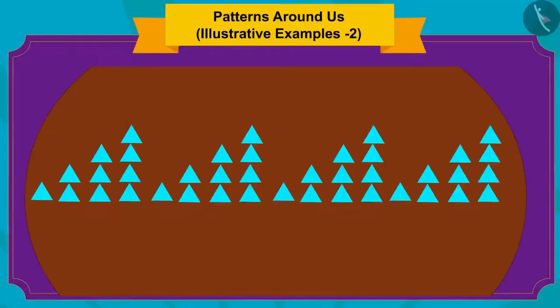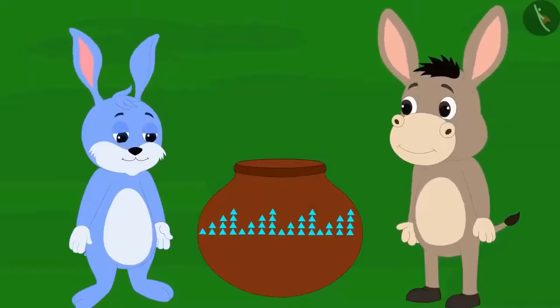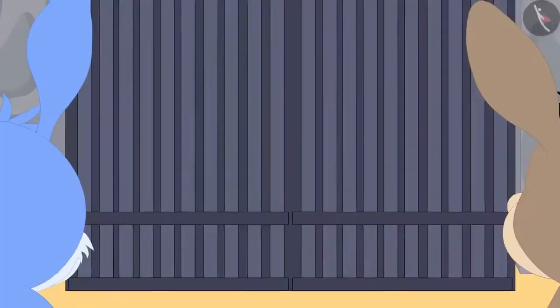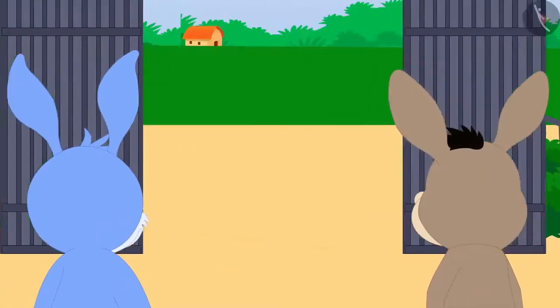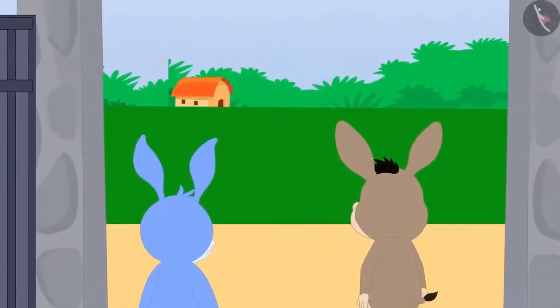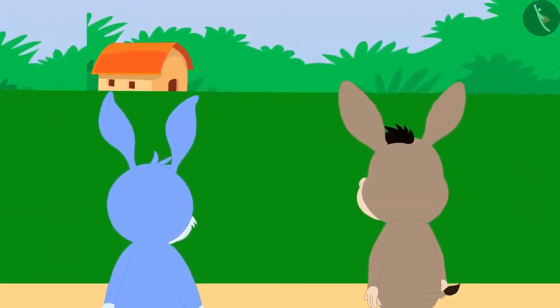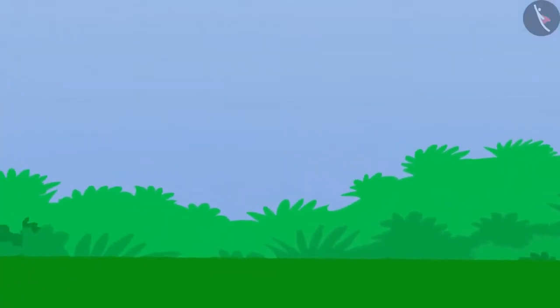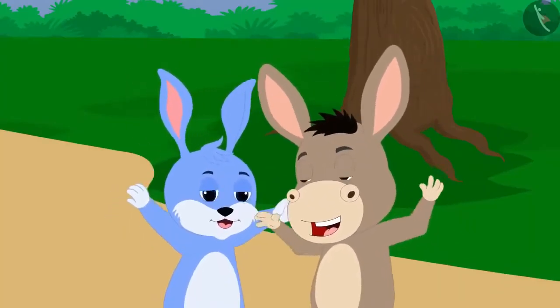Well done, children! You have completed this pattern perfectly. Here, this pattern is made by repeating a group of 1, 2, 3, and 4 triangles. This time, as soon as Bunny and Bhola completed the pattern of the pot, the exit gate appeared in front of them. Bunny and Bhola both rushed out of the jungle excitedly through this exit gate. As soon as they managed to exit the jungle, both of them started dancing happily.